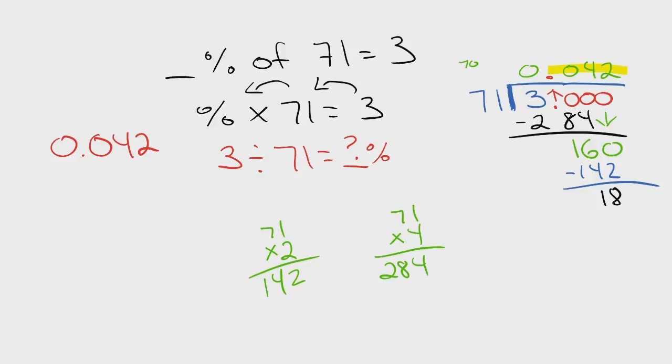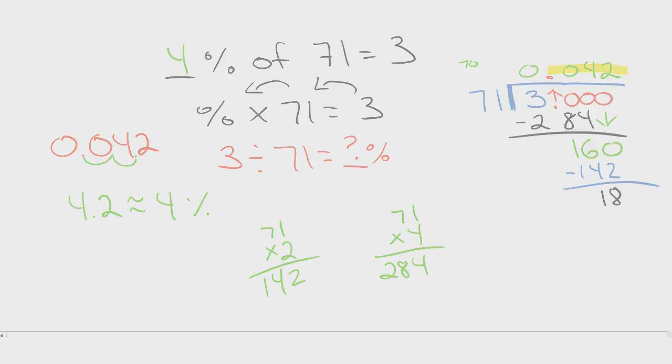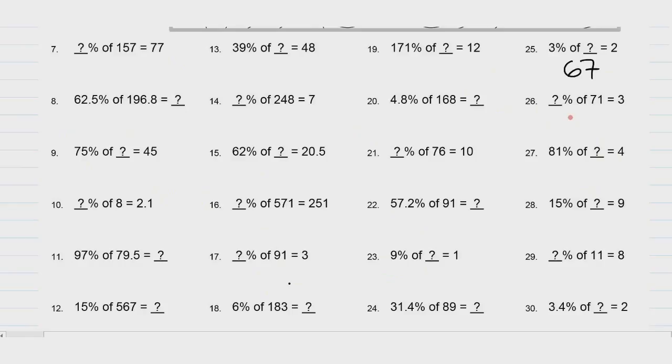0.042. And we need to change it to a percent, so I need to move the decimal 2 spaces to the right. And I get 4.2, which is approximately 4%. So 4% of 71 is 3. I come over here and I write 4 for my answer, or 4%.